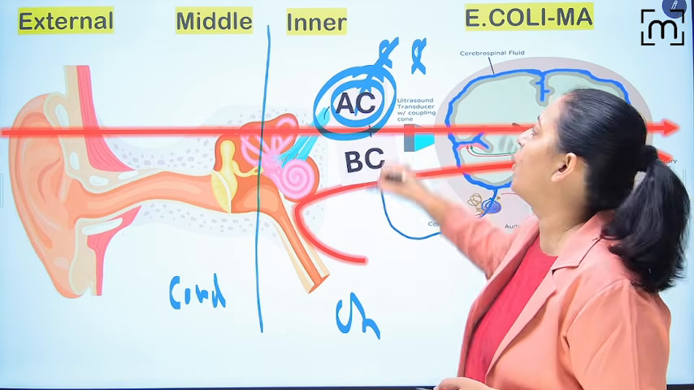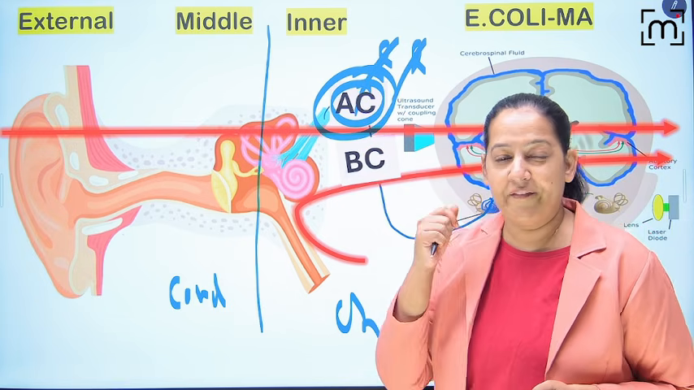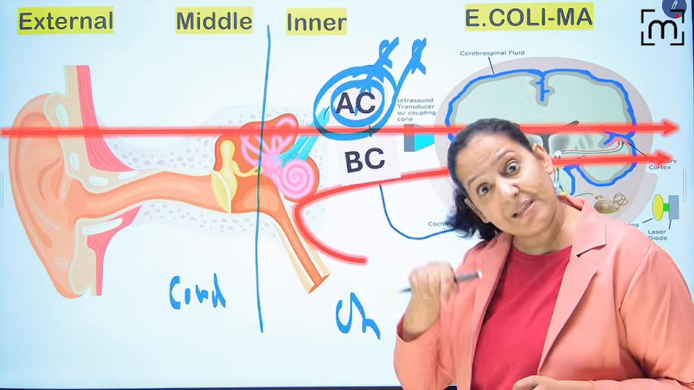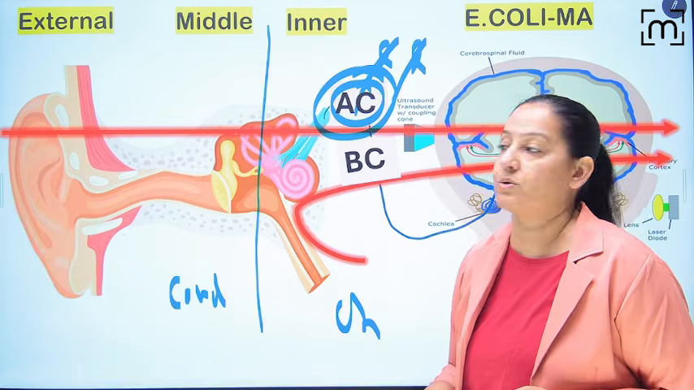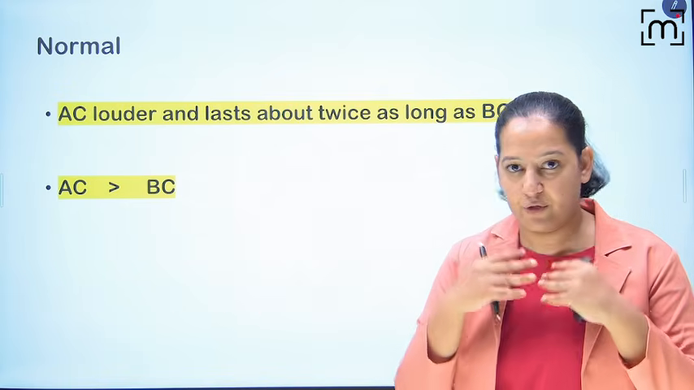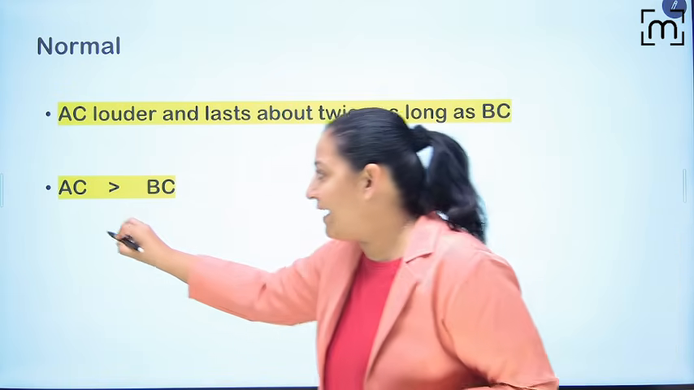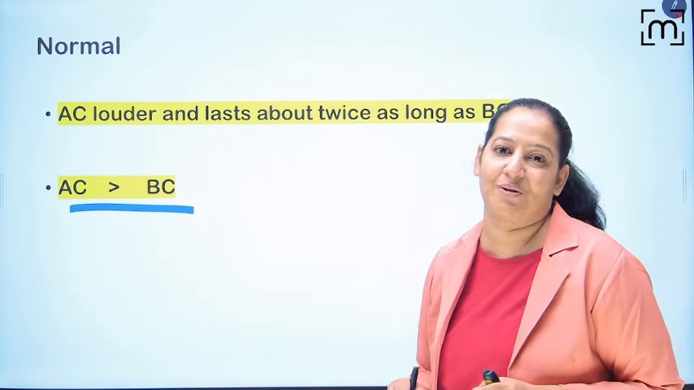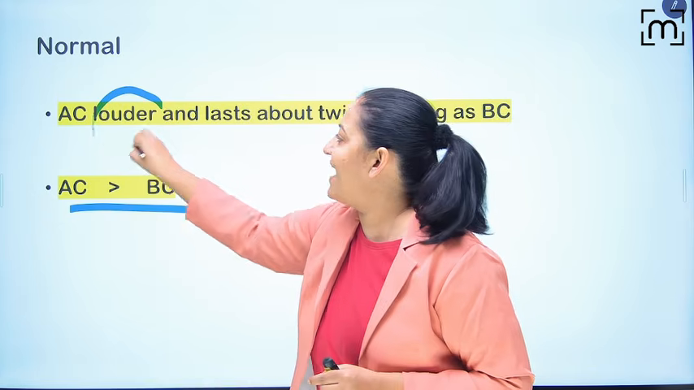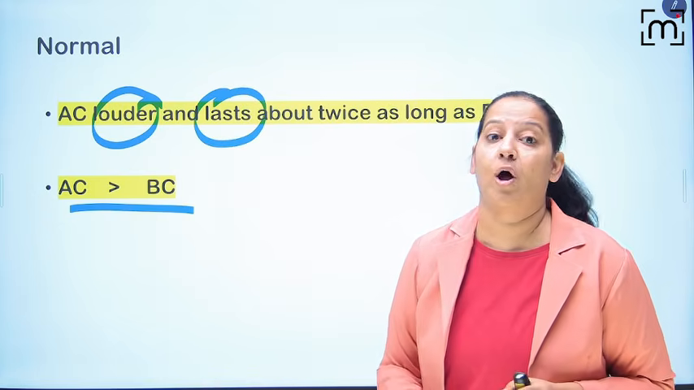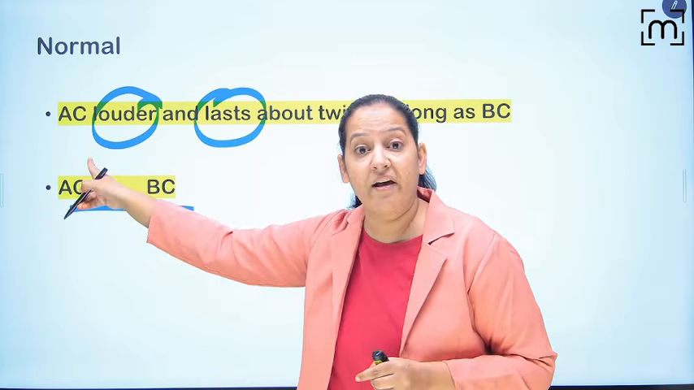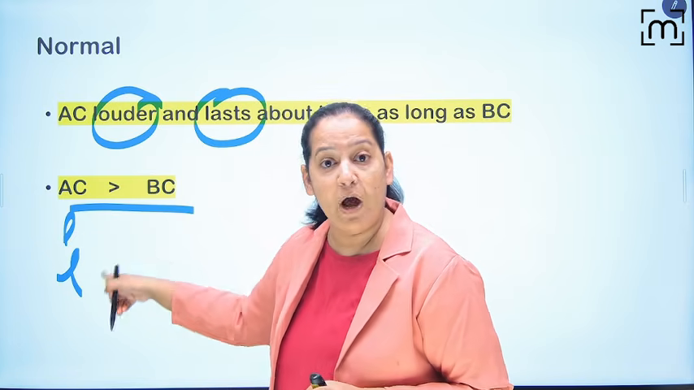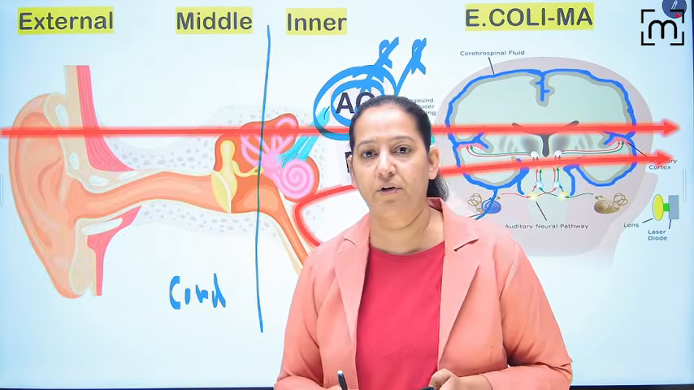Length-wise also, this is longer. Intensity-wise also, this is louder, because sound waves are perceived better in air as compared to perception in the bone. So you can see, normally I don't have any deafness. So my AC is better than BC, length-wise and intensity-wise. It's longer as well as louder. AC is longer and louder than BC. Yes or no? You got it or you didn't get it?